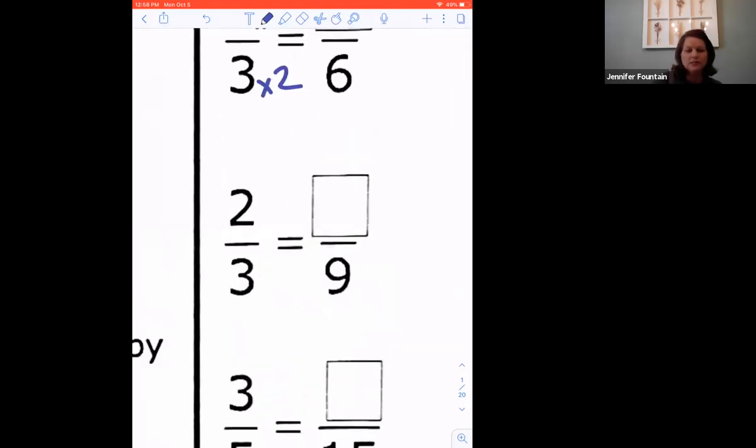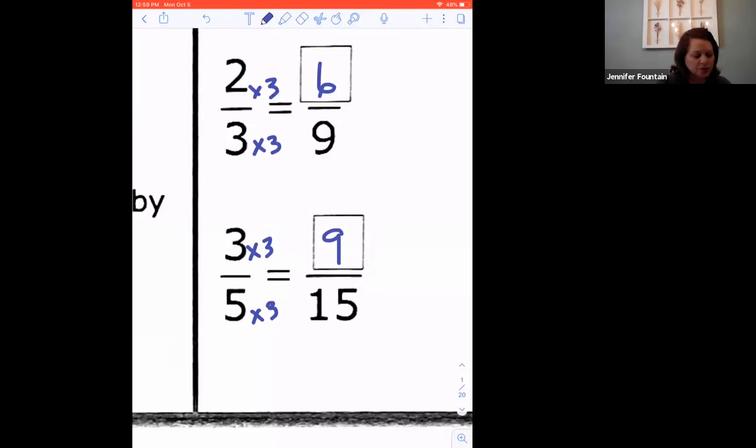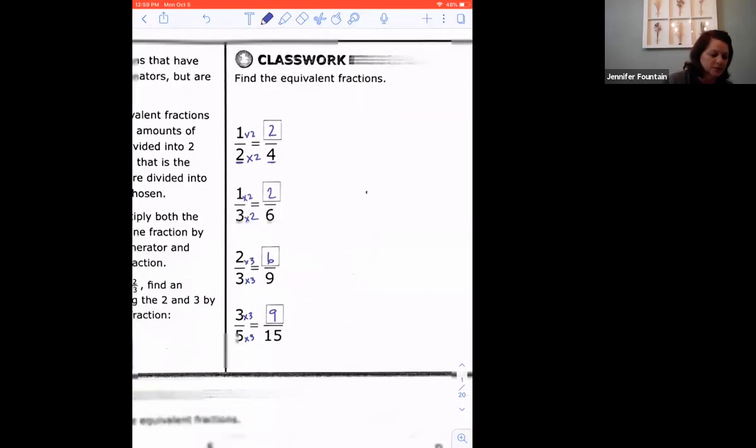Now I have 2/3 is equal to something over 9. I have a 3 in my denominator, and it's going to multiply to equal 9, so I've multiplied by 3. If I've multiplied the denominator, I have to multiply the numerator, and 2 times 3 is 6. And then the last one, 3/5 is equal to something over 15. Again, if I start with a 5 to get to 15, I multiply by 3. So I have to multiply my numerator by 3, and 3 times 3 is 9. Any questions about that? Probably this is just a review, something that you've done before.